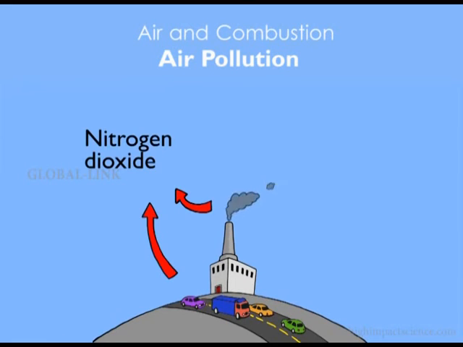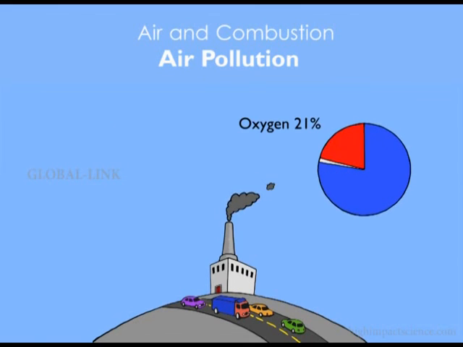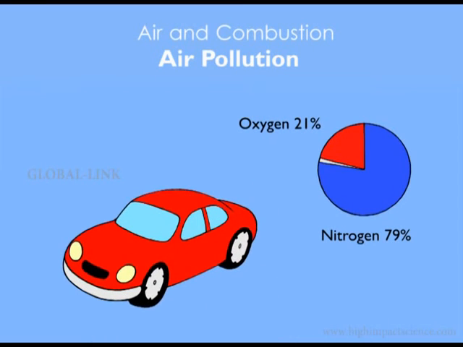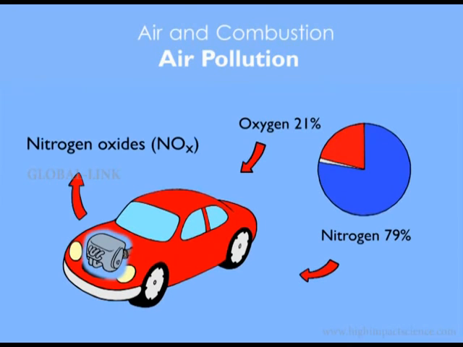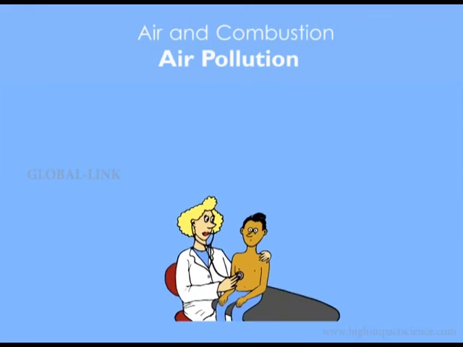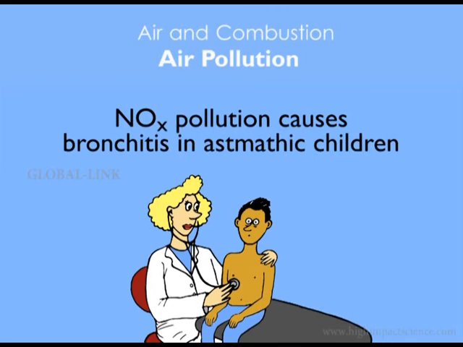Nitrogen-4 oxide emissions come from cars and factories where fuels are combusted. We know that oxygen forms about 21% of our atmosphere, while nitrogen forms around 79%. In a car engine, a tiny amount of nitrogen combines with oxygen to form mixtures of nitrogen oxides. Studies have shown that there is a close relationship between the signs of bronchitis in asthmatic children and the long-term exposure to these pollutants.